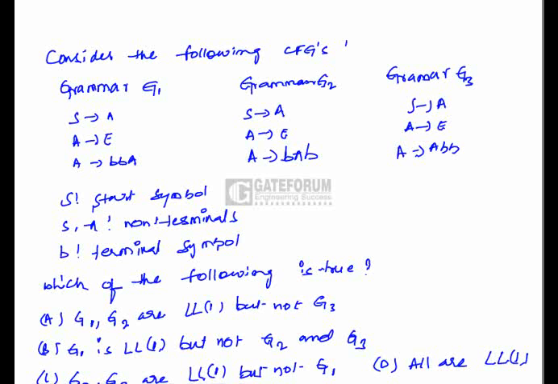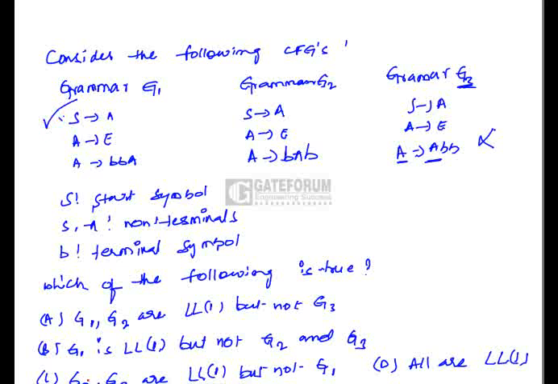Question: three grammars are given and we have to find which of them is LL1 grammar. For the grammar to be LL1, it should be free from left recursion. And if we see grammar G3, here left recursion is there. So grammar G3 will not be LL1. And if we construct the LL1 parsing table for grammar G1, we will not be getting any multiple entries. So G1 is LL1 grammar.